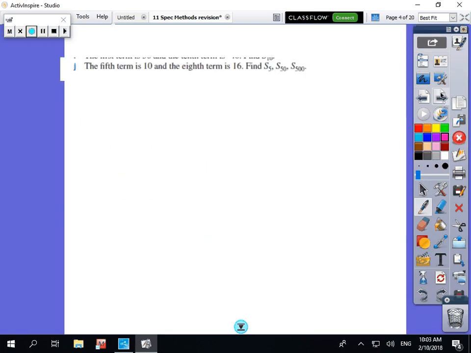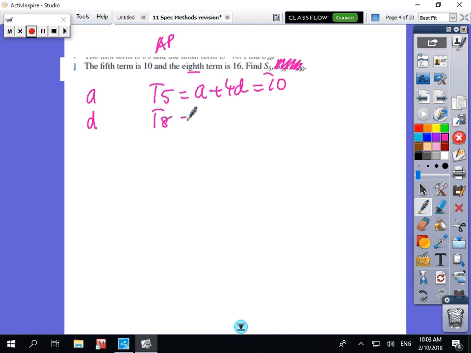Okay, next one. We won't actually do those last two, we'll just want S5. So the question is an AP. The fifth term is 10, the eighth term is 16, you've got to find S5. So you have to find A and D first. So pause and have a go. T5 equals A plus 4D equals 10. T8 is A plus 7D equals 16. So we subtract: 3D equals 6. D equals 2. So I've found D.